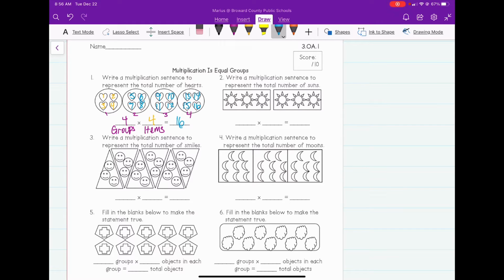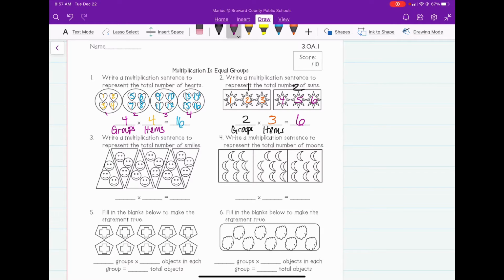All right, so the next one, remember, we're doing groups. These would be groups and the items in the group. So there are 2 groups, right? 1 and 2. And then there are, let's see, 1, 2, 3 suns in each group, which make a total of 6. 2 times 3 is 6, and if we finish counting, that would be 4, 5, 6.